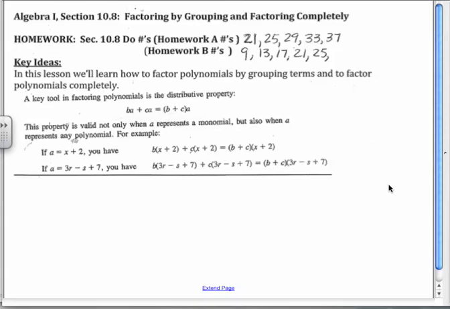Okay, guys, today is the day where we put everything together. And we've got a couple of things that we're going to look at today. This first thing is factoring by grouping. That's what we're going to look at first. And then in the next slide, we're going to do factoring completely. So we have two introductory things to look at today.